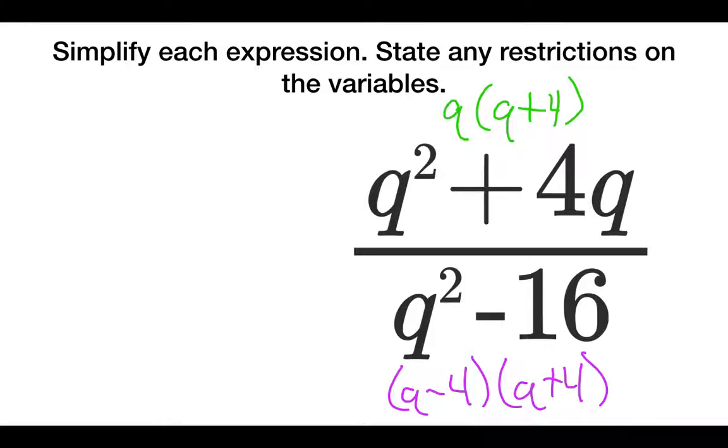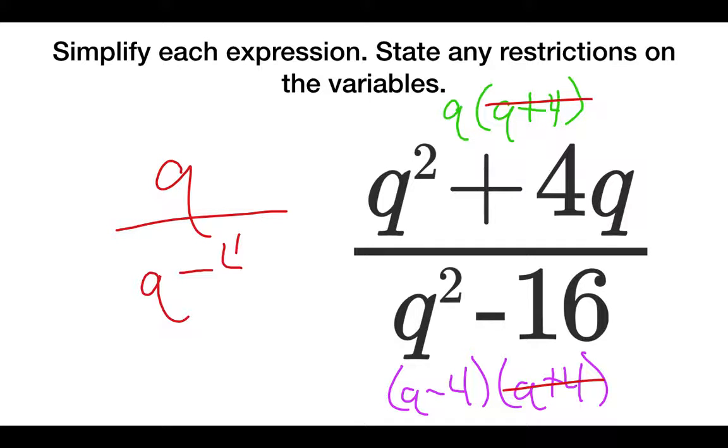Now I need to look for common terms. If I had had an x on top and a q on bottom, I would have had none. But q plus 4 is on top and bottom, leaving us with q over q minus 4. So, is there anything else we need to do? I think we're probably done.